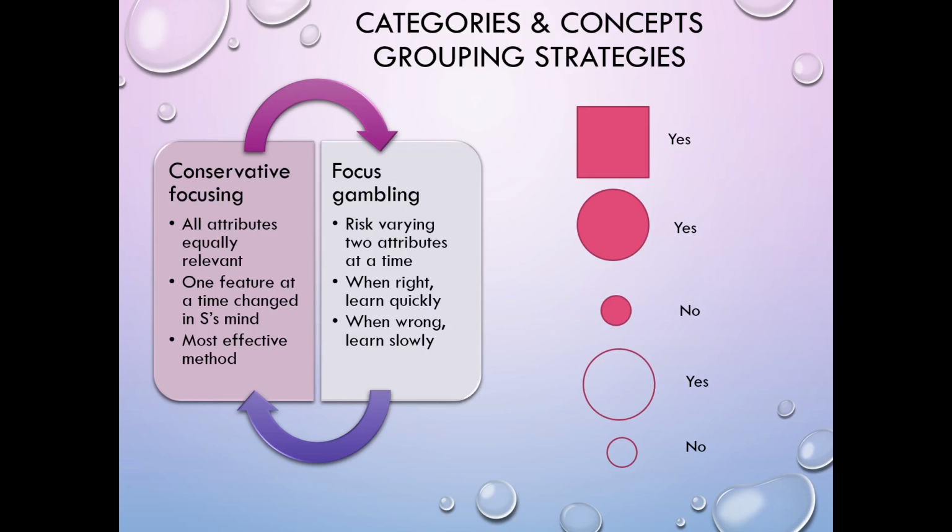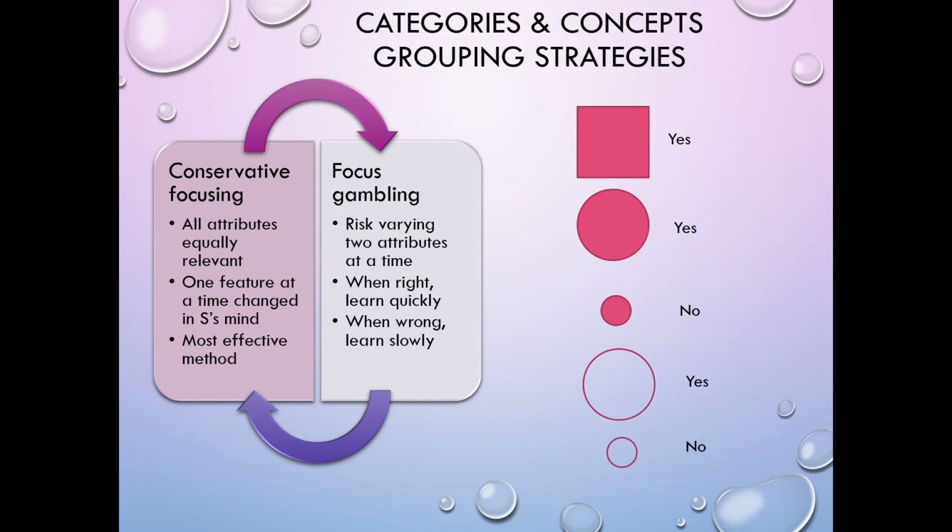Focus gambling is when you risk varying two attributes at a time. And if you do it right, if you accidentally stumble on the right attributes, you learn really quickly. But if you make a mistake, you have to actually go back and start to display conservative focusing again to try and solve the problem. So a lot of times, people who start off focus gambling might do it and be right and be like, wow, I'm so smart, I figured that out the first time. But it was really luck. They didn't figure it out. They accidentally picked the right category.